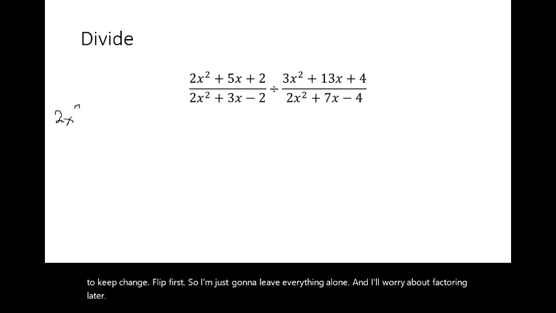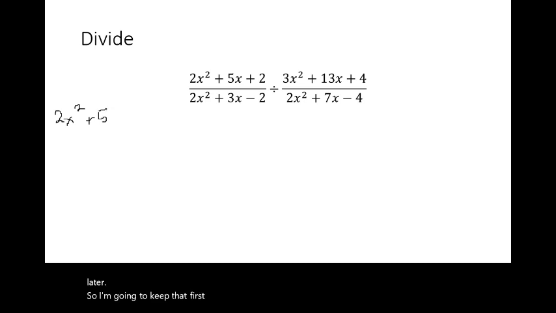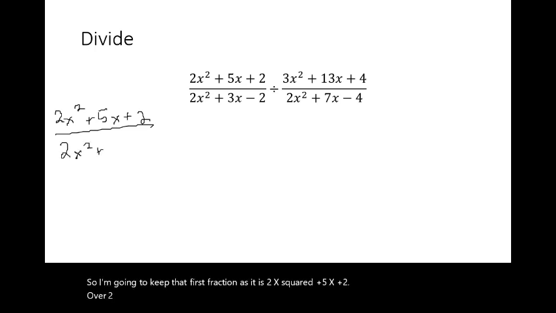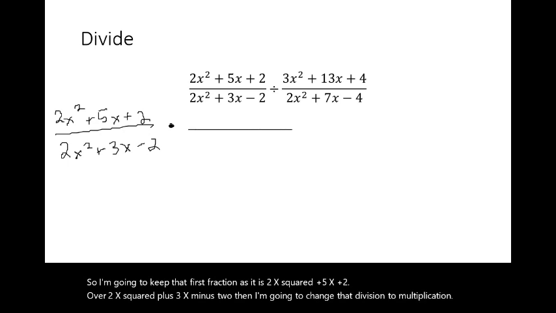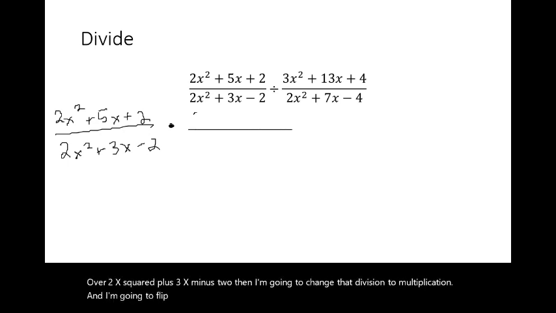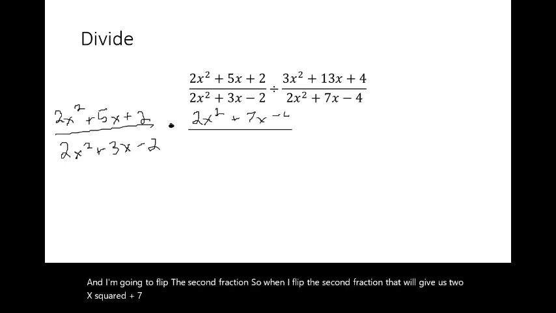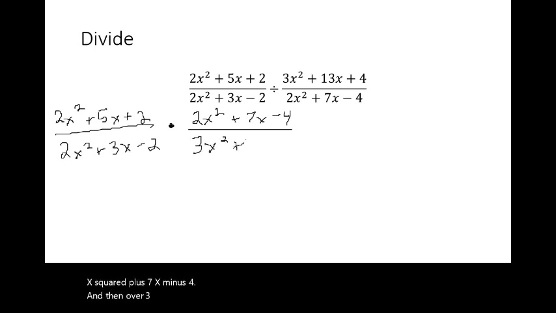So I am going to keep that first fraction as it is, 2x squared plus 5x plus 2 over 2x squared plus 3x minus 2. Then I'm going to change that division to multiplication, and I'm going to flip the second fraction. So when I flip the second fraction, that will give us 2x squared plus 7x minus 4, and then over 3x squared plus 13x plus 4.